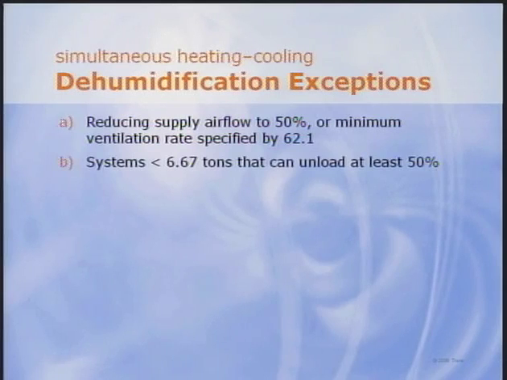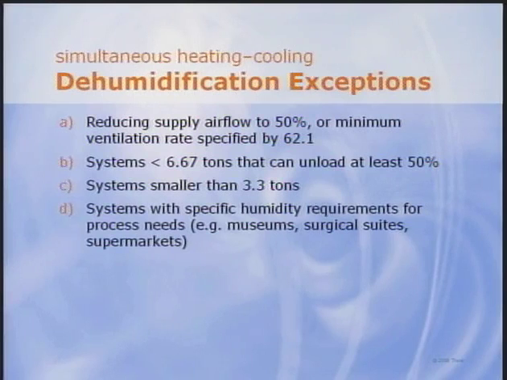Exception B allows a unit 6 2/3 tons and able to unload 50% capacity to use reheat at that point. Exception C allows new energy reheat on small units, those 3 1/3 tons or less. Also accepted are humidity-sensitive applications, including computer rooms, museums, surgical suites, supermarkets, and ice arenas. So these and similar applications can use reheat for humidity control.